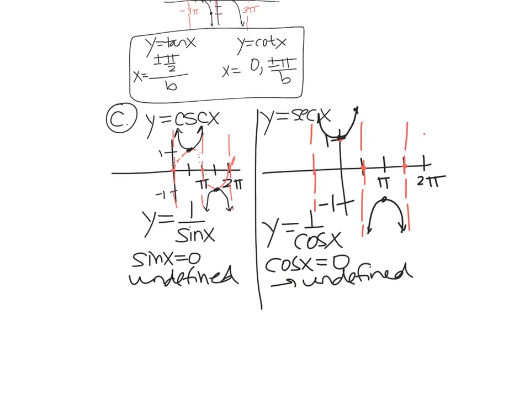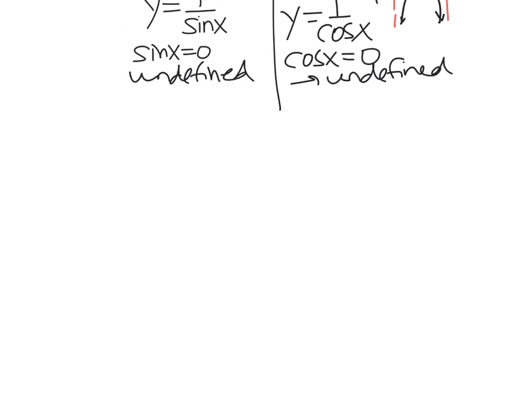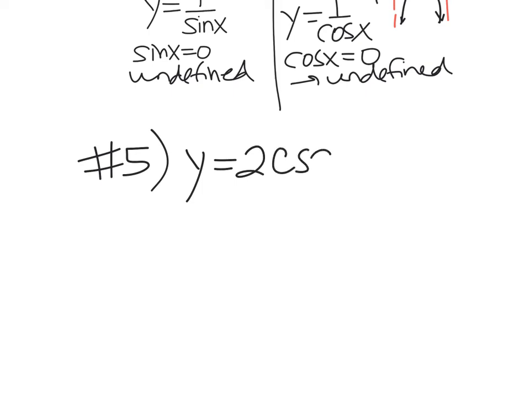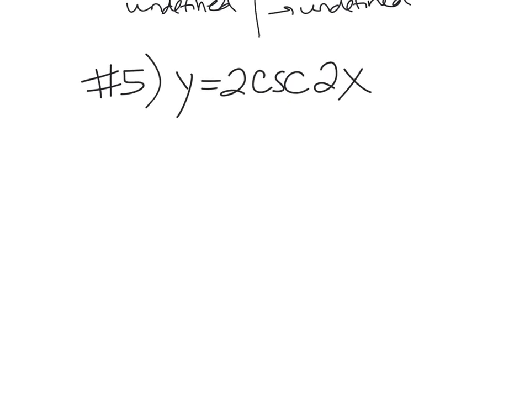Okay, so let's do one now where we're going to change some stuff. Okay? So here we go. Number, what are we on, 5 or 4? 5. Number 5. Let's graph, I don't know, what do you want to do? Let's go y equals 2, whoopsies, we're not doing sine, cosecant of 2x.